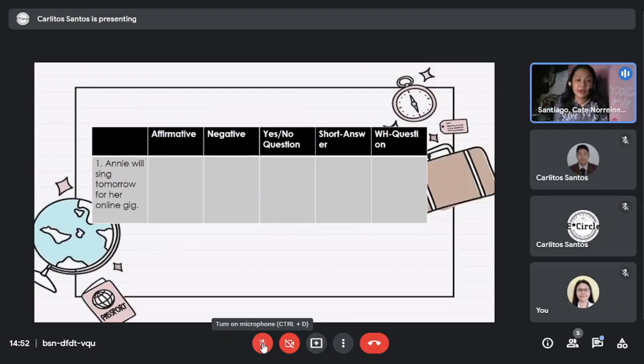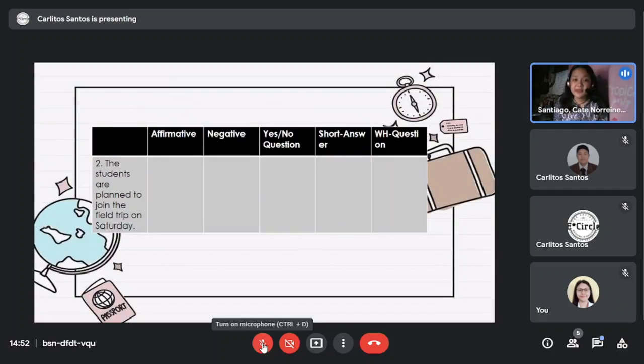Okay? Next one we have here, Carlitos, please read the sentence. Students are planned to join the field trip on Saturday. Thank you. And for the last sentence, we have here: my father brought a new desk that will arrive on Thursday. So that is your assignment for today. Your assignment will be passed on Thursday and the document will be posted.